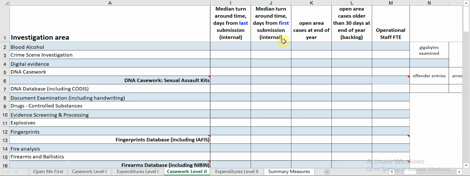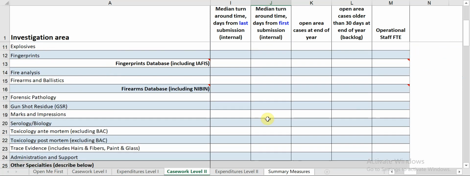Let's suppose from the first submission in a case, you start the countdown. So let's suppose for blood alcohol, it's 15 days from when that happens. In the case of DNA casework, let's suppose it's 100 days. In the case of serology, let's suppose it's 60 days. Toxicology antemortem, 55 days. And toxicology postmortem, let's say it's 40 days, whatever it might be.